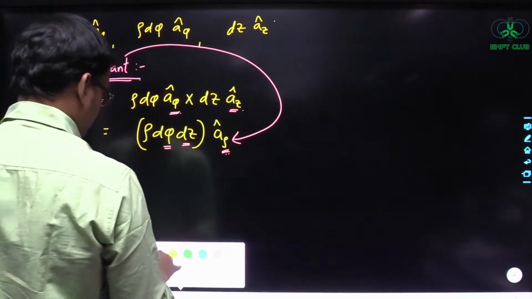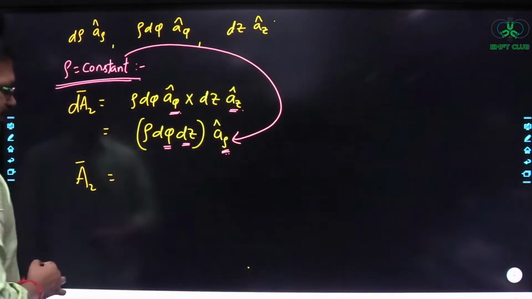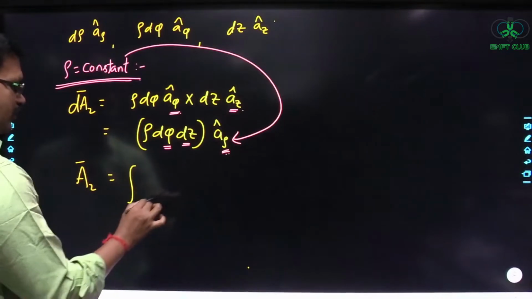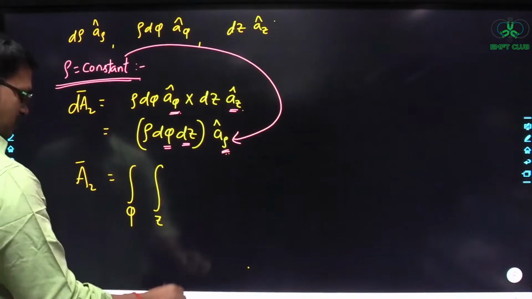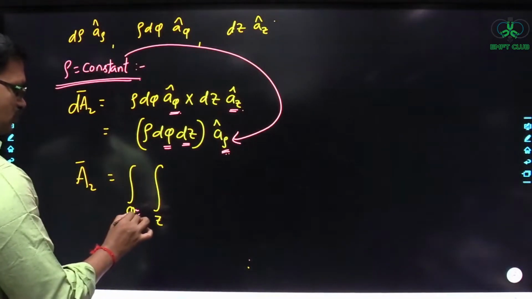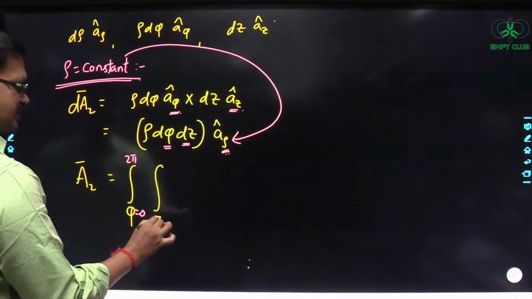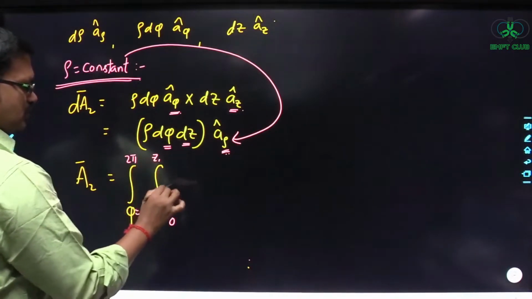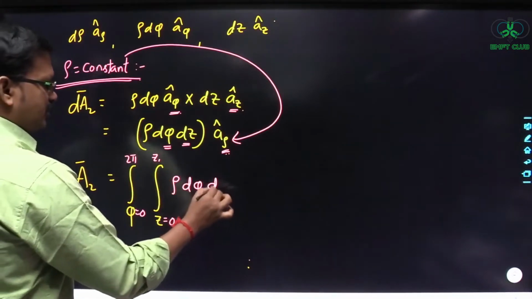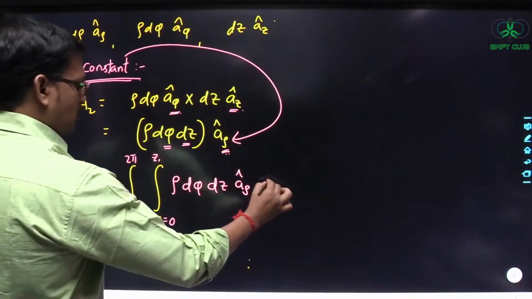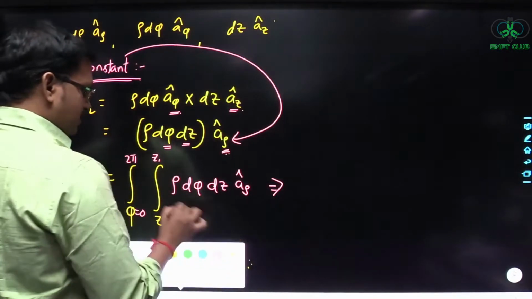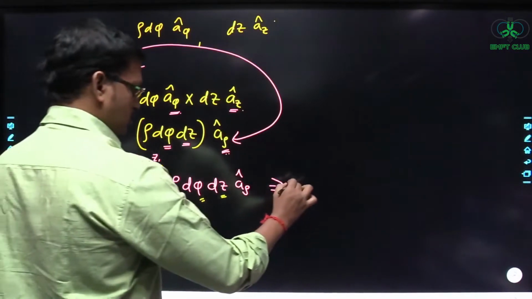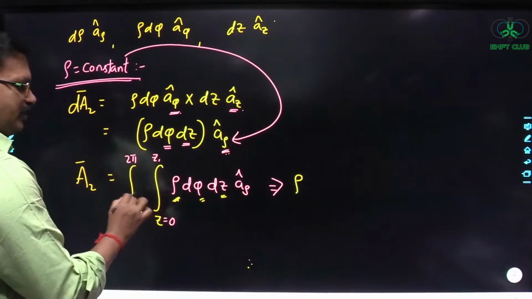So now let us check mathematically what we are going to get. In order to get the total surface area, what do you have to do? You have to integrate with respect to phi, and here you have to integrate with respect to z. So phi is varying from 0 to 2 pi, and z is varying from, let us say, 0 to z1. So here you have rho d phi dz a rho cap. Here rho is constant with respect to the integration variables, so you can take rho outside the integration. Next you have integral d phi.